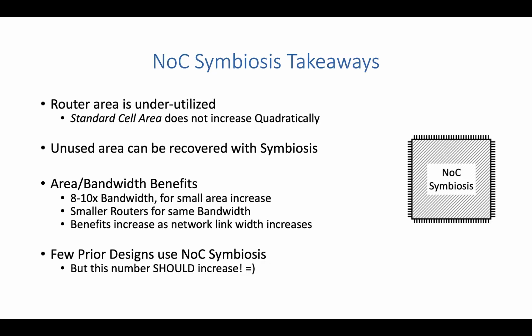Third, NoC Symbiosis offers a huge benefit in both bandwidth and area. For example, we demonstrated that we can achieve an 8 to 10x bandwidth improvement for a small area increase. We also demonstrated that designers can achieve smaller routers for the same bandwidth. Third, these benefits increase as the network link width increases. Finally, we also found that few prior designs use NoC Symbiosis. However, given the revolutionary nature of NoC Symbiosis and the massive area and bandwidth benefits that can be achieved, this number should increase, and it should increase quickly.